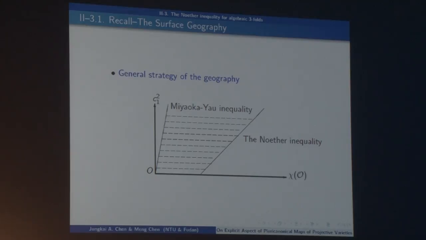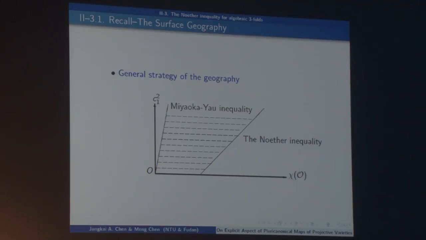Okay, so the last topic I would like to explain is some new advance in the threefold geography. So recall that for surfaces of general type, we have two famous inequalities. One is the Noether inequality, another one is the Miyaoka-Yau inequality. So any surface of general type corresponds to some integral points in this area.